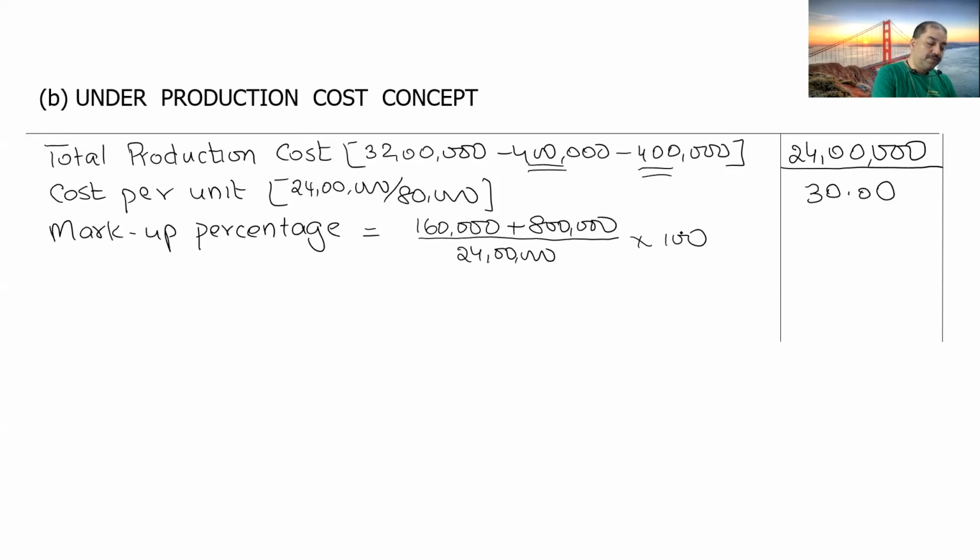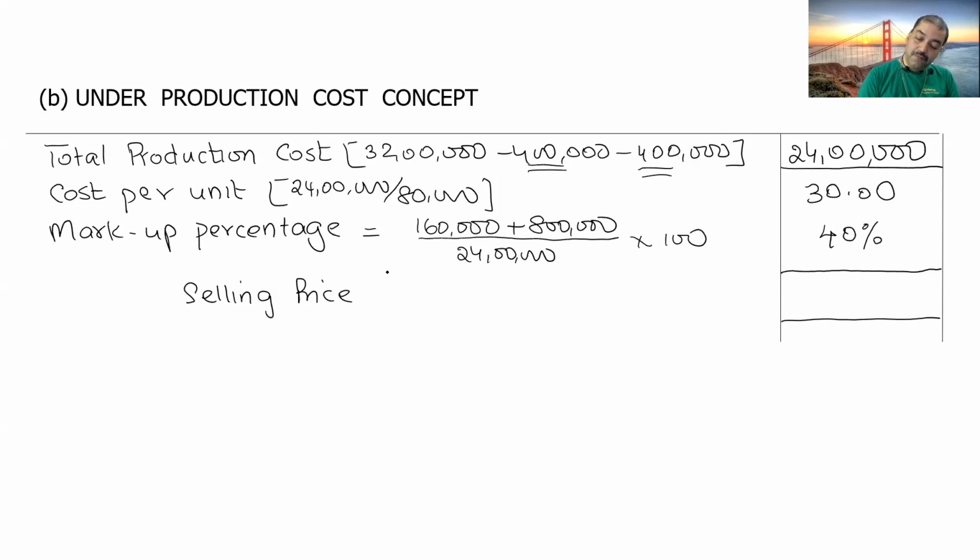So now tell me. 40%. Selling price. 30 plus 40%. 42 rupees per unit.